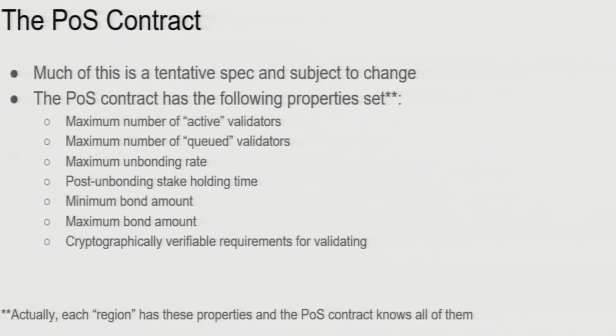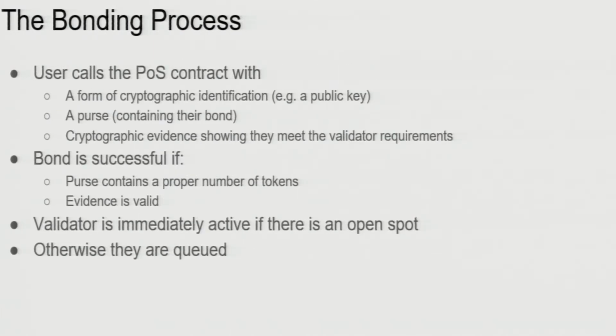As well as max and min bond amounts and some cryptographic requirements around what you actually need to be able to do to be a validator. That's kind of hazy right now as well, what specifically those are. But the broad strokes of bonding are you provide some form of identification and a purse that contains the tokens for your bond, as well as the evidence that is required of you.